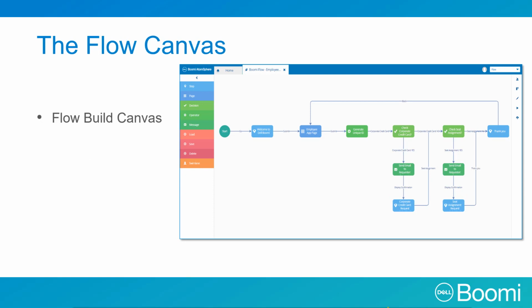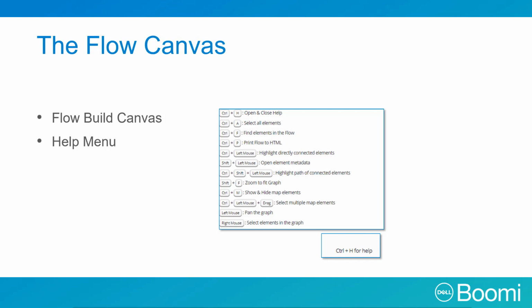In the bottom right-hand corner of the flow canvas, you will find the help menu for the flow canvas. This can be accessed by simply pressing Ctrl+H. This help menu gives you quick key requests and actions that can be made when working with the flow canvas.